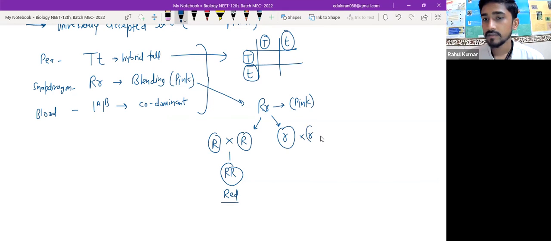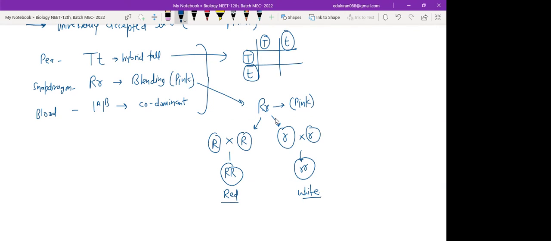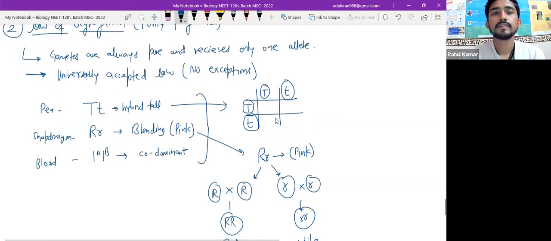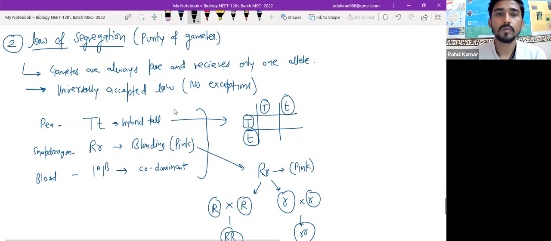Similarly, this recessive gamete which came from a pink flower can later on in the next generation again form white flower, which means that at the level of gametes there is no blending. The alleles come pure. So gametes are always pure, they are never impure or blended or touched. Is it clear? Yes, sir. So this is law of segregation with no exception. Make this, then we'll move forward.